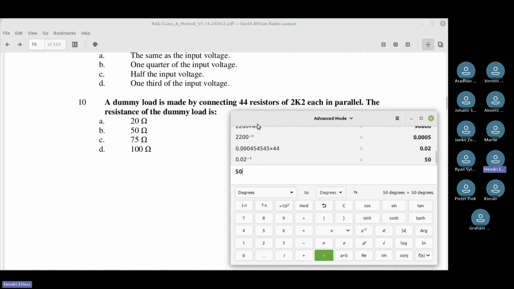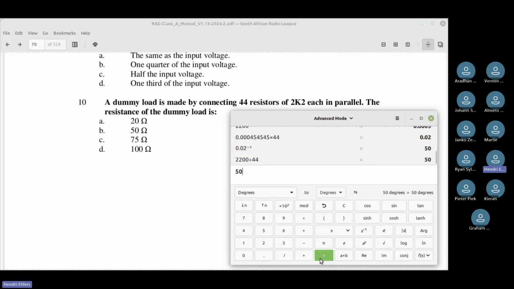You see the danger of not calculating this is that if they put any other value in there and they say the value of this dummy load, and you see 50 ohms and you jump to conclusions, they're going to get you there. It's easy to calculate. I'll calculate it once more so that everybody can see. Yes, shortcut. You can take the 2,200 divided by 44.